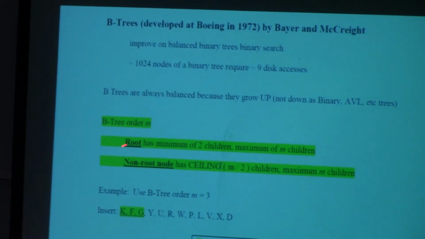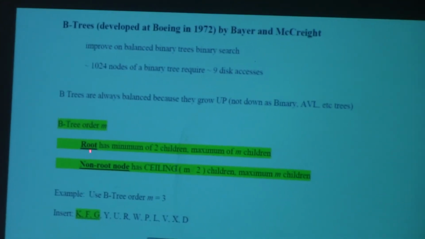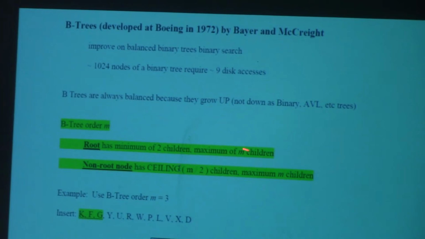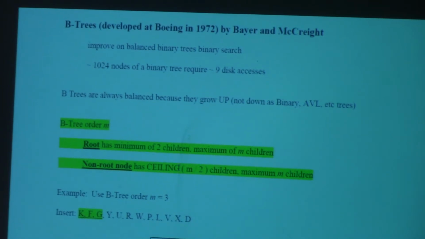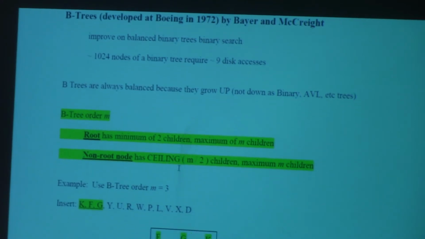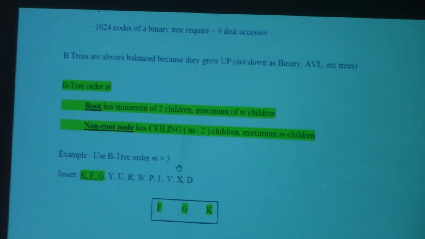The two rules are that the rule for the root is that the root has a minimum of 2 children and a maximum of m children. Now there are 2 ways of implementing these trees. If we have a B tree of order 3, there are 2 ways to implement them. I just want to make this very, very clear.